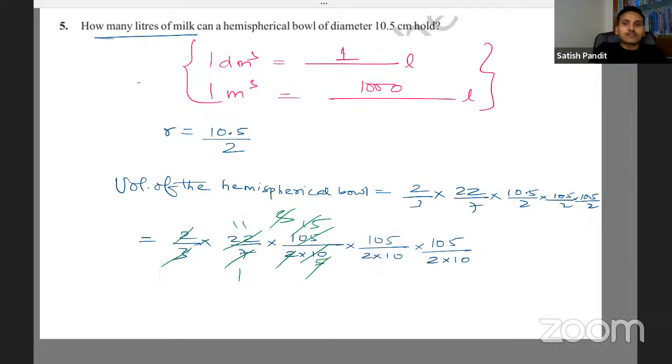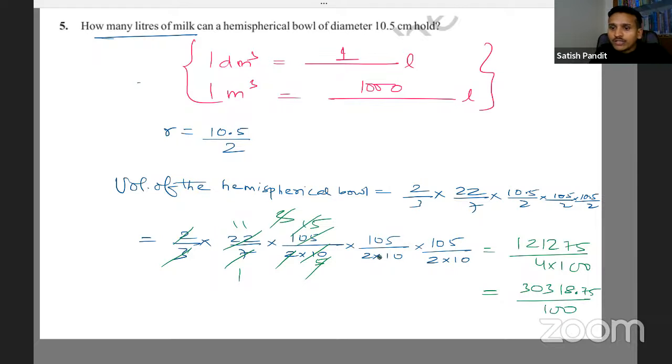So let me multiply. I'll not do it manually. 105 into 105 into 11 is 121,275, divided by 2 2s are 4 and 4 into 100. That means I'll divide 121,275 by 4. If you divide by 4, you will get 30318.75 divided by 100. Now shift decimal places, you will get 303.1875.